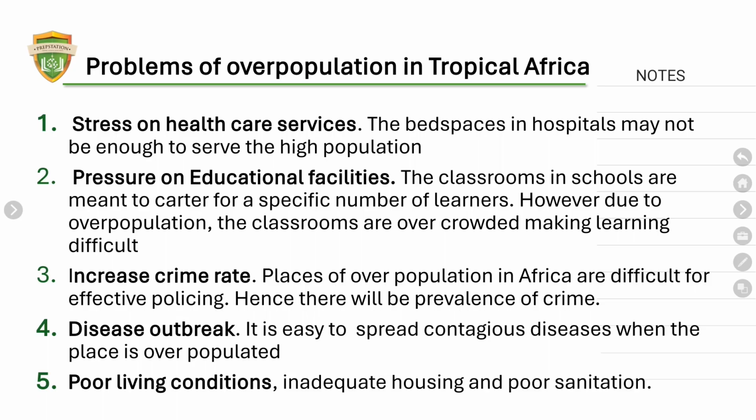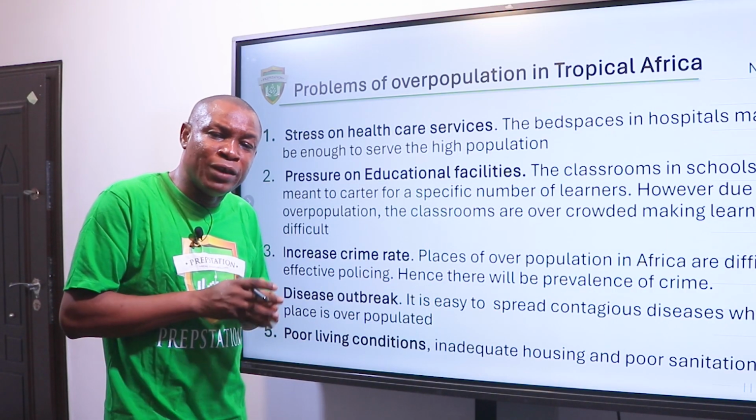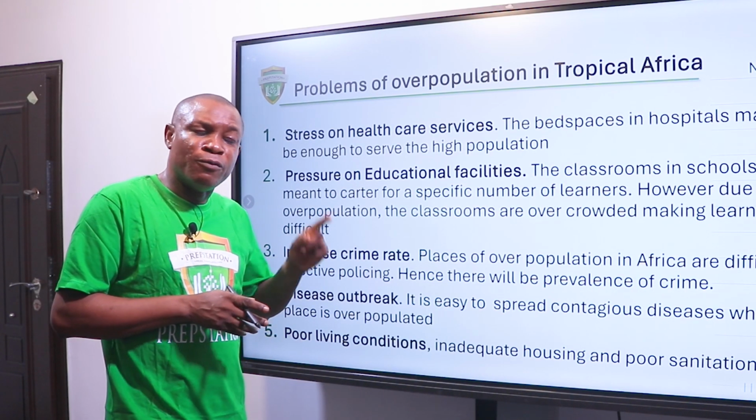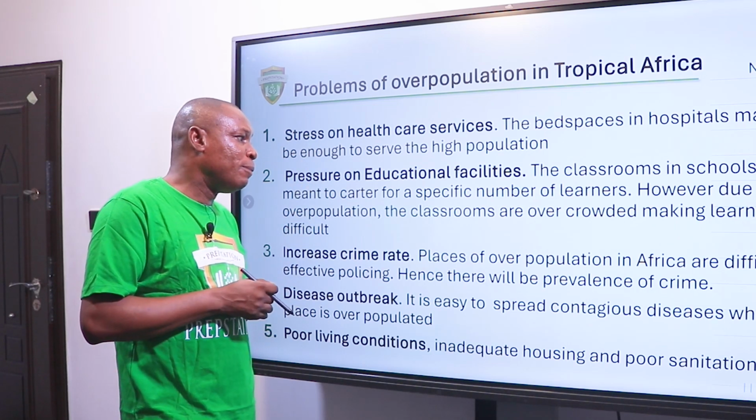Disease outbreak. It is very easy for contagious diseases to spread in overpopulated areas. Poor living conditions. Because the place is overcrowded, you see so many people staying in a particular room, creating poor living conditions. Why? Overpopulation.